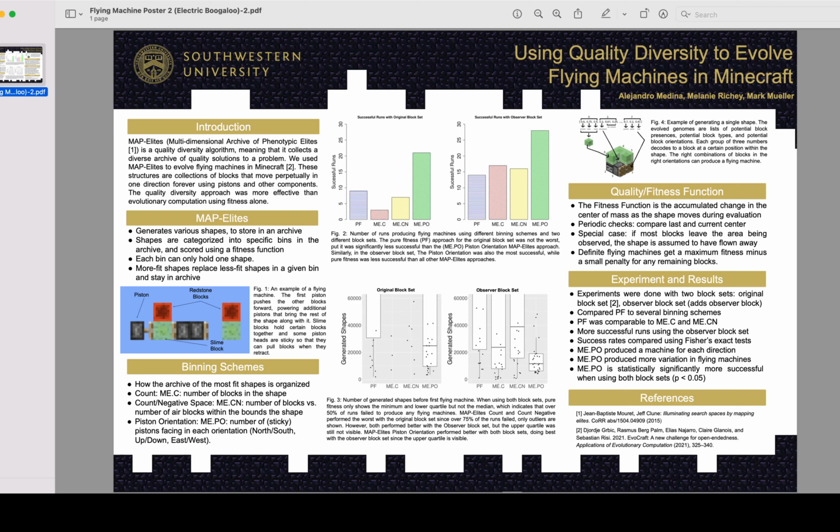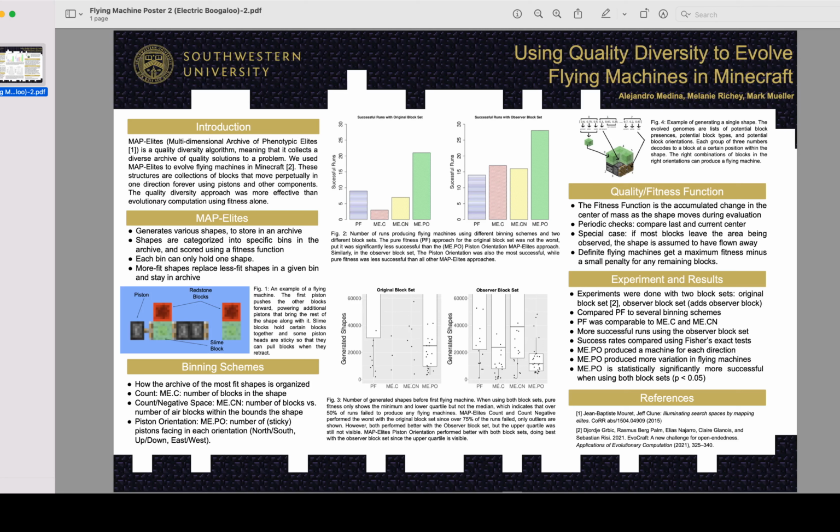Overall, we had more successful runs generating flying machines using the observer block set. These box and whisker plots show when each of the 30 evolutionary runs per method produced its first flying machine, and demonstrate that many runs of me.c, me.cn, and pf did not produce flying machines within the allotted number of iterations. However, many flying machines were produced relatively quickly by me.po runs.